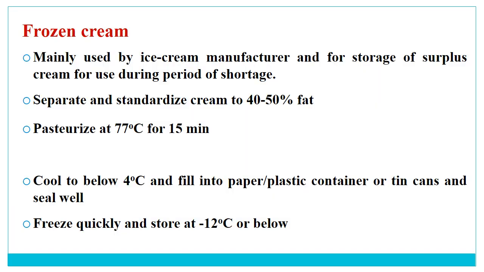Now we will see the making of frozen cream. It is mainly used by ice cream manufacturers and for storage of surplus cream for use during periods of shortage. Here we separate and standardize the cream to 40 to 50% fat, and then pasteurize it at 77 degrees Celsius for 15 minutes, then cool to below 4 degrees Celsius and fill into paper or plastic containers or tin cans and seal well. Then freeze quickly and store at minus 12 degrees Celsius or below. So this is the brief about making frozen cream, which is for long-term storage and can be used at any other time, especially for ice cream making.